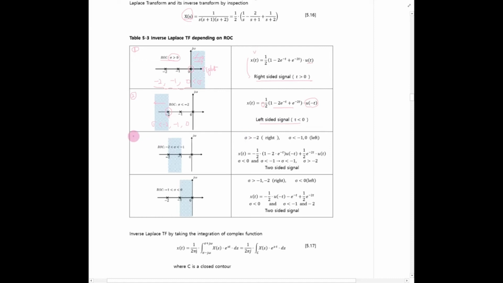The third one, at this moment, the region of convergence is in between minus 2 and minus 1. In this case, we need to interpret the region of convergence. The region of convergence is larger than -2. So, what does that mean? This one is a right-sided signal. The pole is -2. And the other two poles are less than -1, and also to the left of 0. So these two signals are left-sided, and should be interpreted as left-sided.